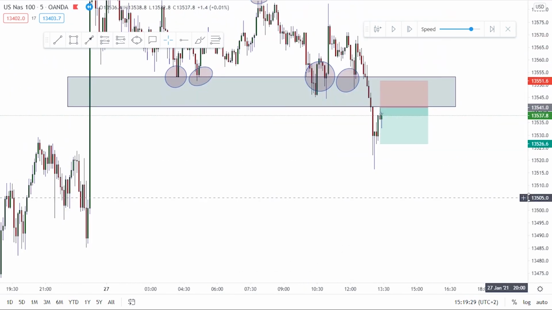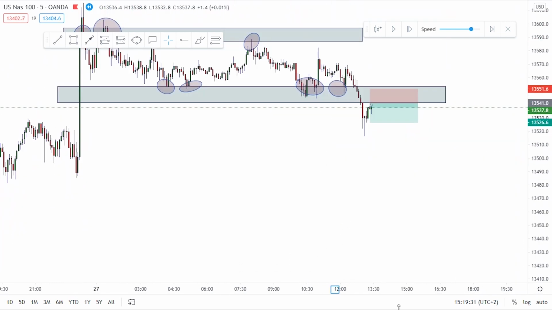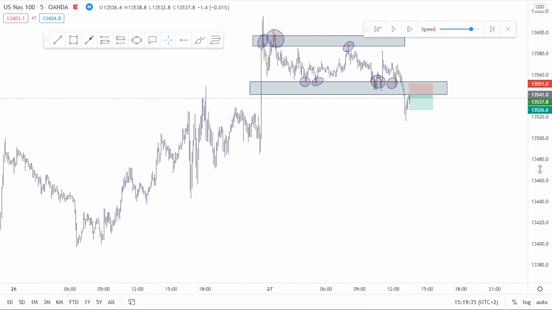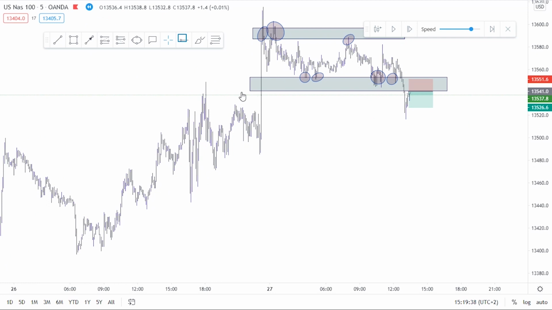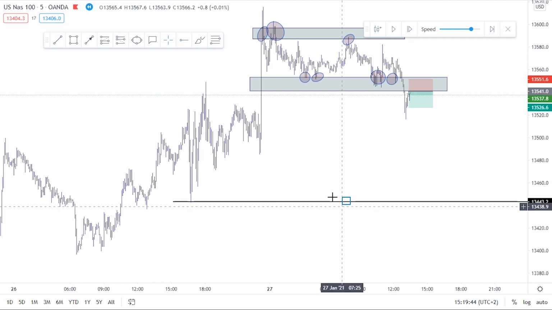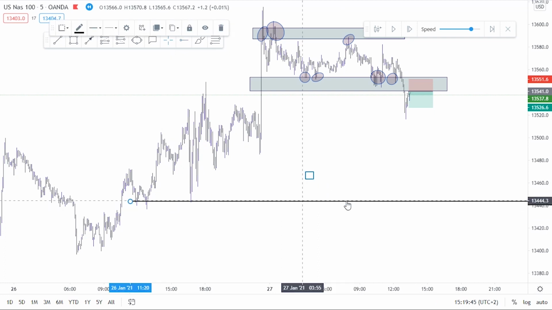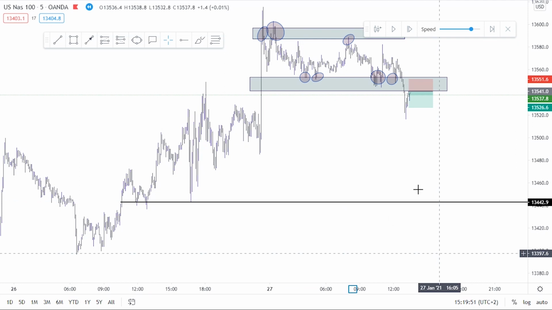I'm targeting these areas here. I'm targeting the lowest point, this area here. I can make this my first TP. So if the market does break here and come back for a retest, I'm taking the trade until this point.